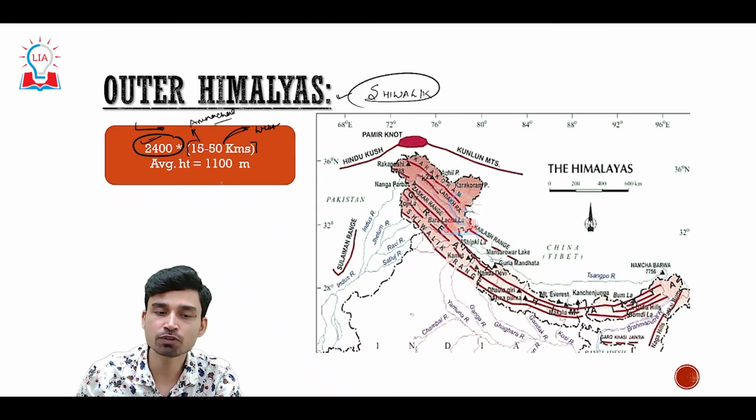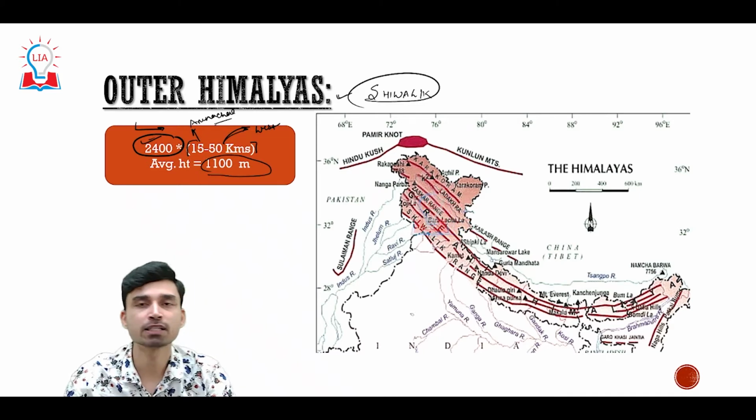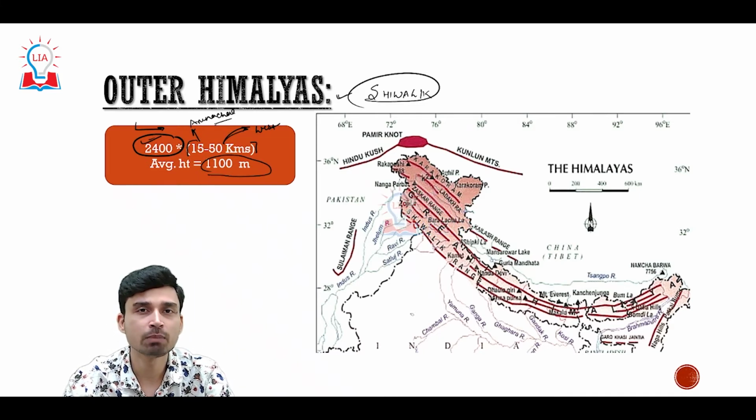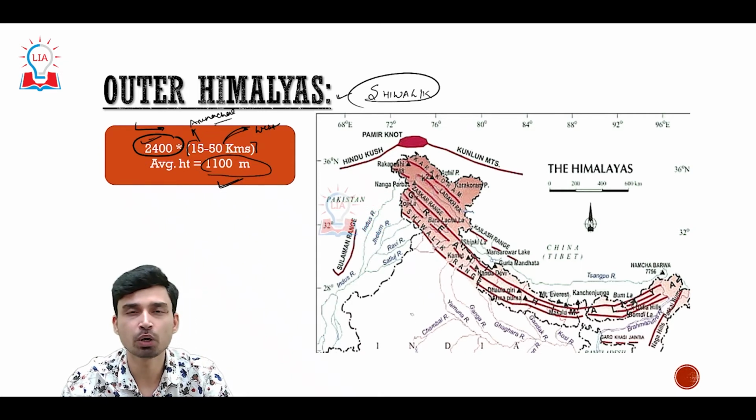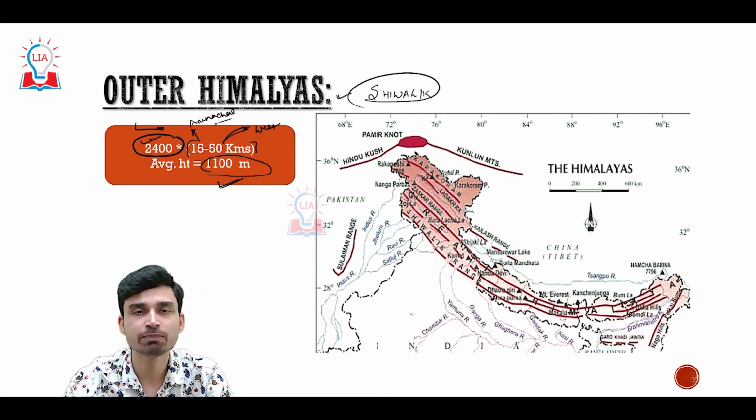The average height of the Siwalik is much less compared to the height of the Great Himalayas and Mid Himalayas. It is at an altitude of 1,100 meters, where the height variation is between 600 meters at the lowest point and 1,500 meters at the highest point.